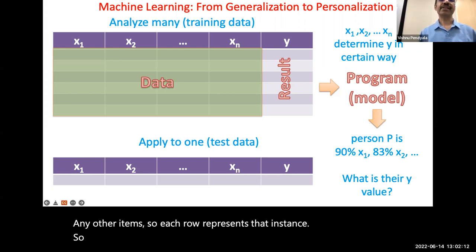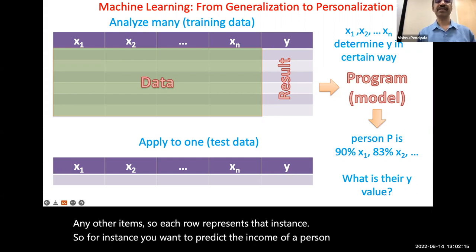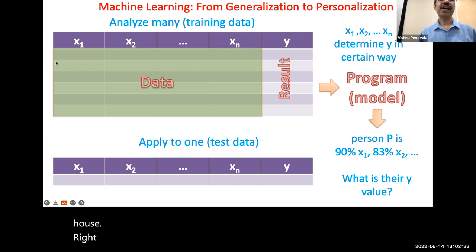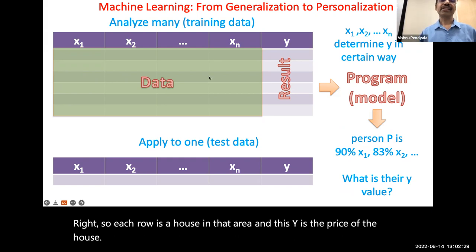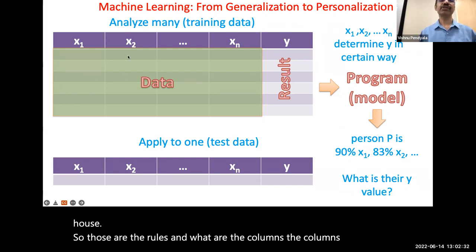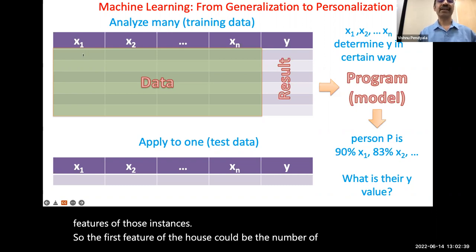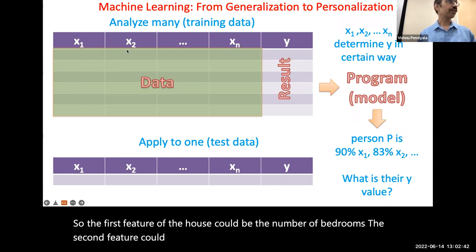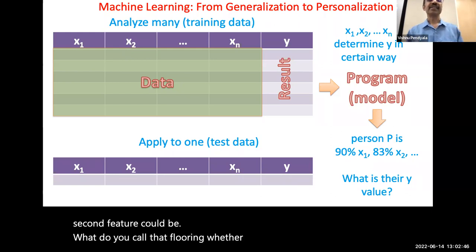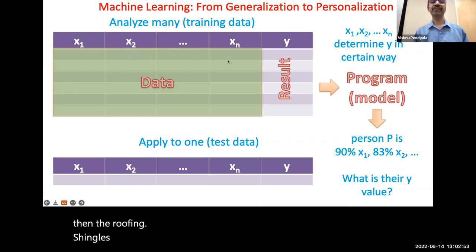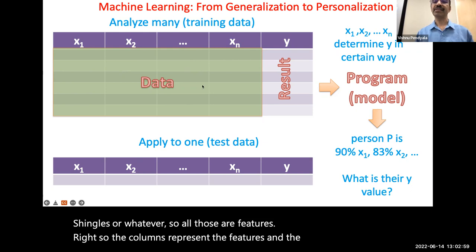So for instance, you want to predict the income of a person or the price of a house. Let us take the example of the price of a house, right? So each row is a house in that area, and this Y is the price of the house. So those are the rows. And what are the columns? The columns are the features of those instances. So the first feature of the house could be the number of bedrooms. The second feature could be, what do you call that, flooring, whether it's carpeted or whatever. And then the roofing, shingles or whatever. So all those are features, right? So the columns represent the features and the rows represent the instances.